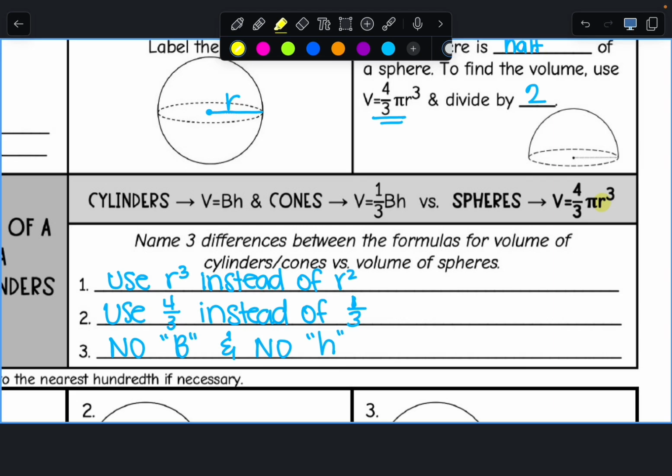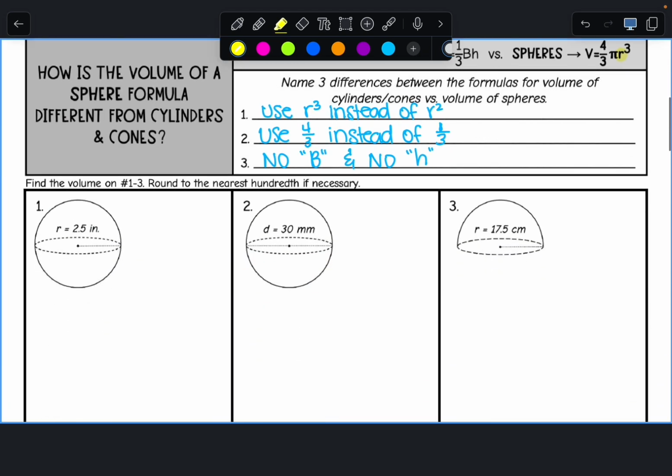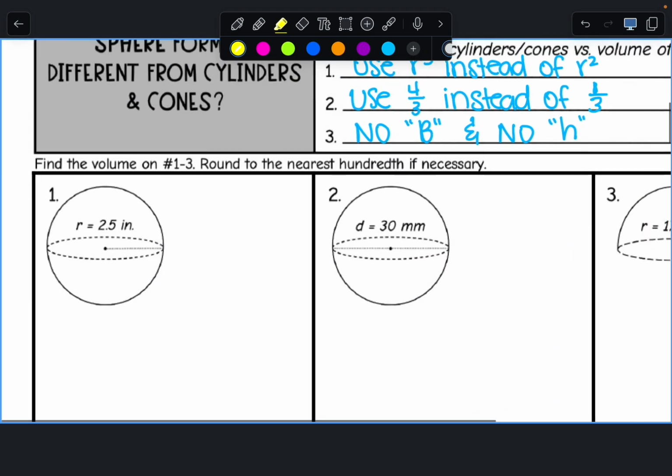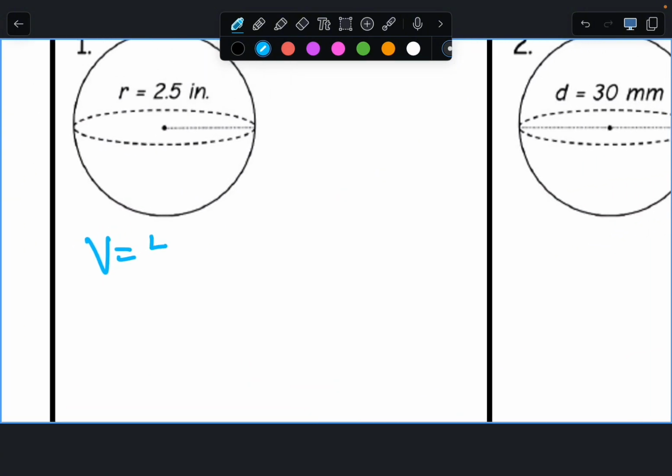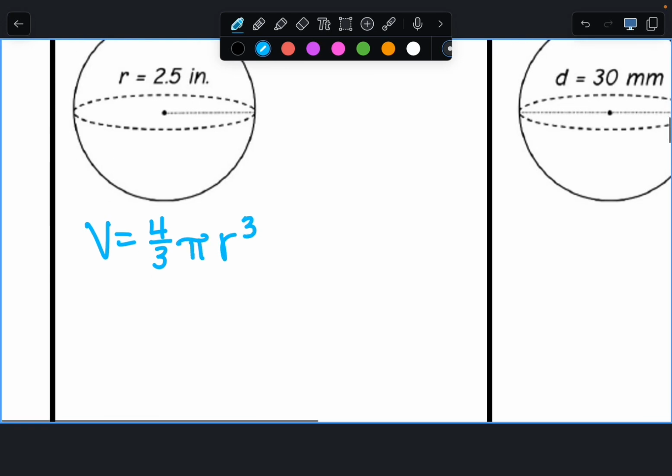So, number 1. To find the volume of the sphere, the formula is volume is 4/3 pi r cubed. Where literally the only thing we plug in is the radius.